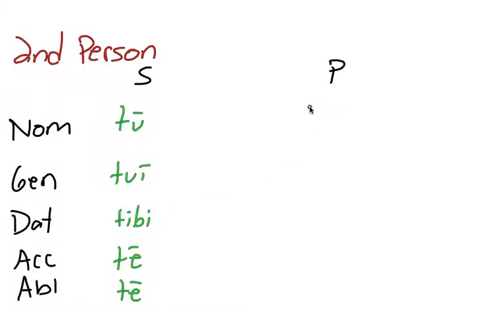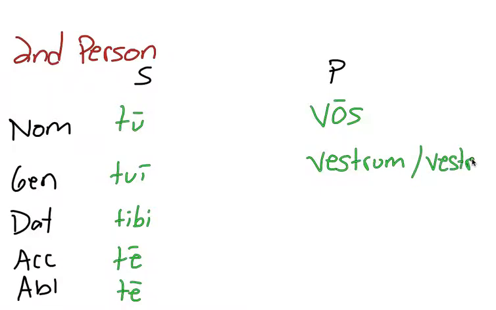Okay, and the plural of tu is vos, meaning you all. And then the genitive also has 2 forms in the plural, vestrum and also vestri. Okay, make note of that vowel shift from an O to an E, right? It's not vostrum, but it's vestrum, vestrum and vestri. Then it goes back to an O: vobis, vos, vobis.